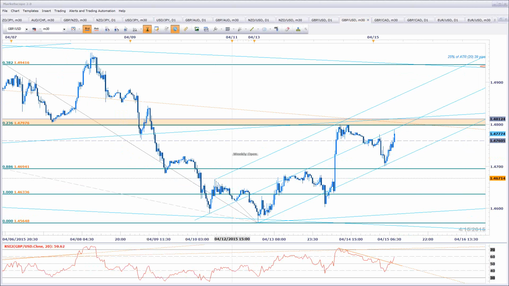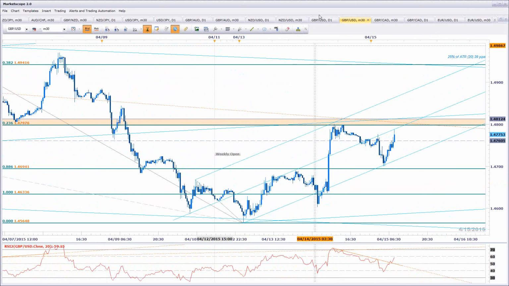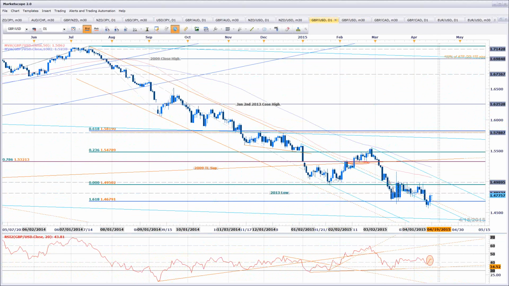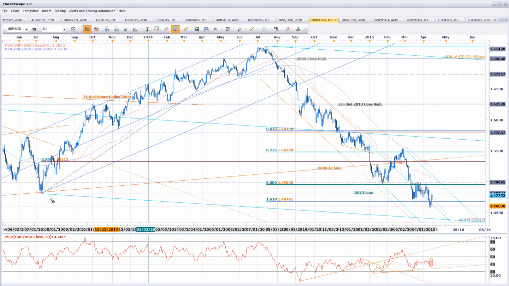He says, many thanks. Agree. That needs to break 148. I mean, 148 on the near term is absolutely paramount. And again, the daily chart actually has that 148, which is the 2013 stretch low right here.